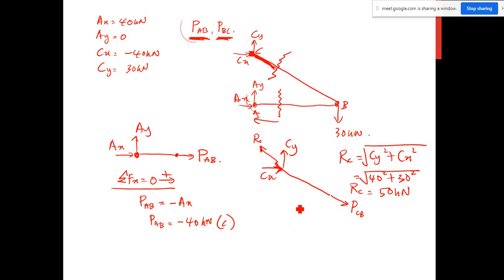If I redraw the free body diagram, this is the PCB and this is the RC. We calculated the resultant, so we can replace CX and CY by the resultant force. So for this case, PCB is equal to 50 kilonewton, so in tension.